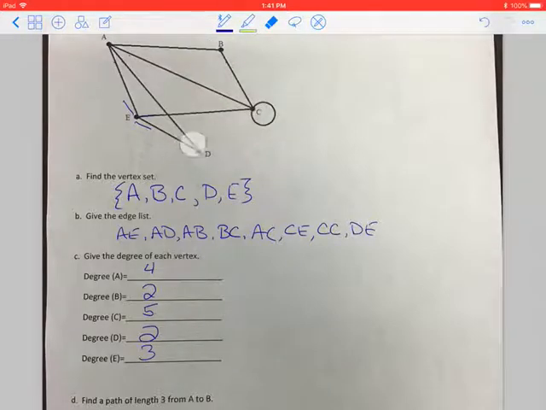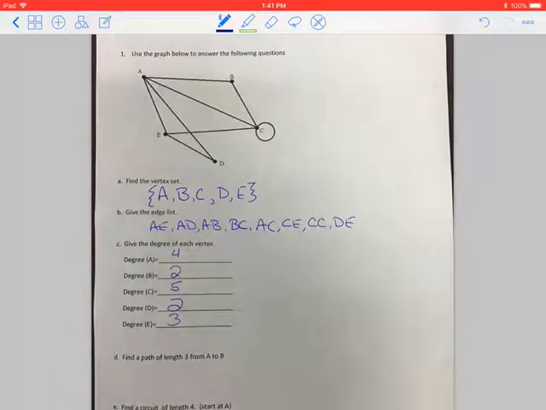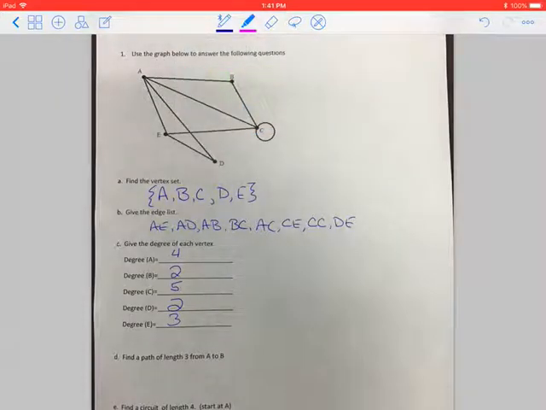All right, now after all of our stuff we did in chapter 5, we should be really good at degree by now. All right, number 4 says find a path of length 3 from A to B. So I'm going to try to do a highlighter for this one. We want to go down 3 edges. So we don't want to list 3 letters. We want to do 3 edges. So I can't go, for example, A to C to B. That would only be length 2.